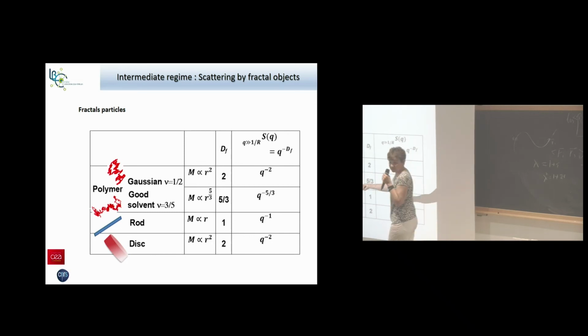For a disk, it is the same. The fractal dimension of a disk is 2, and you will see a Q to the minus 2 dependence. So here you see, for a polymer, you may have Q to the minus 2. For a disk, you may have Q to the minus 2 also, so it could be a problem. But generally, people know that they put polymer in the sample.